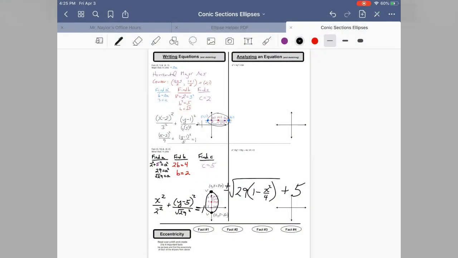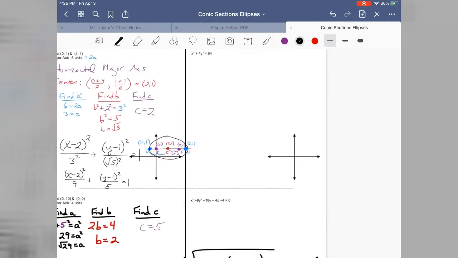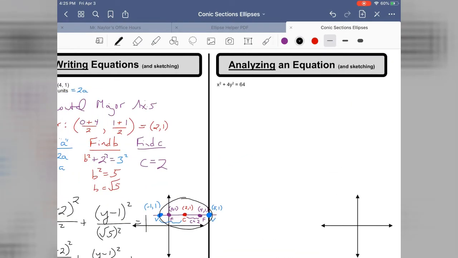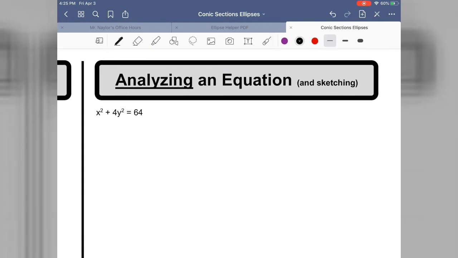Okay, do you need to take a break yet? If you do, just push pause, but when you're ready, we're going to basically do this backwards. We're going to analyze an equation, and along with this is always the idea of drawing a sketch and coming up with all the features and values of your sketch.